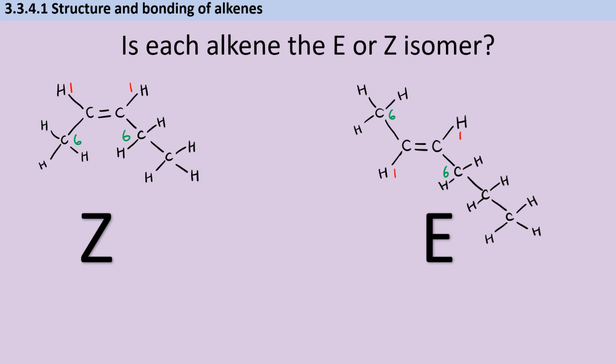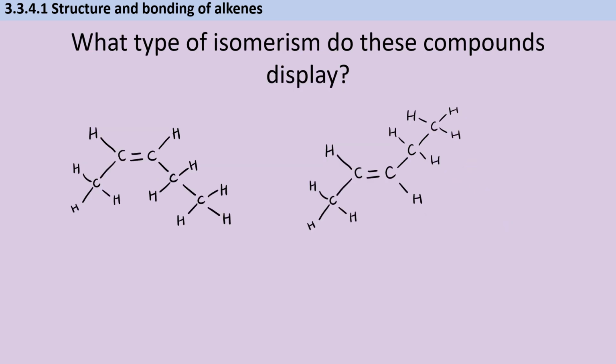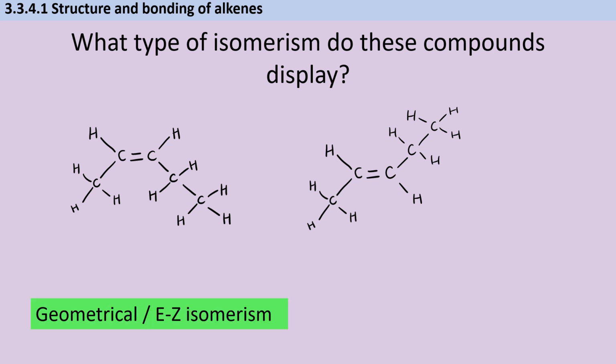You might get a little 1-mark question asking you what type of isomerism these compounds display. It's fine to call this EZ isomerism, but you can also call it geometrical isomerism.